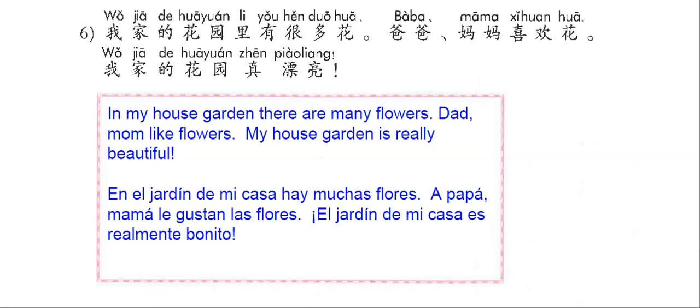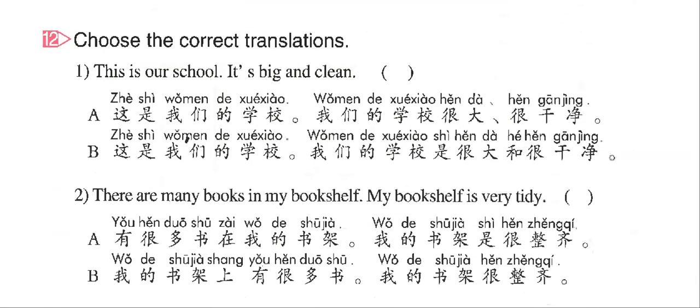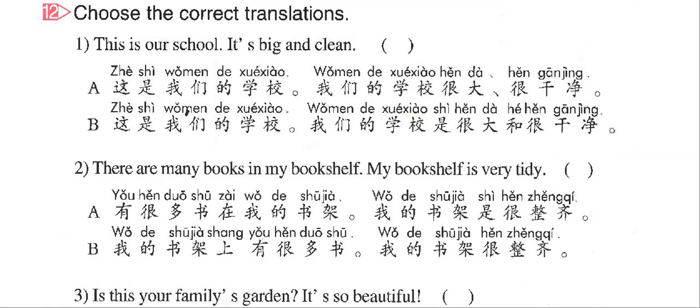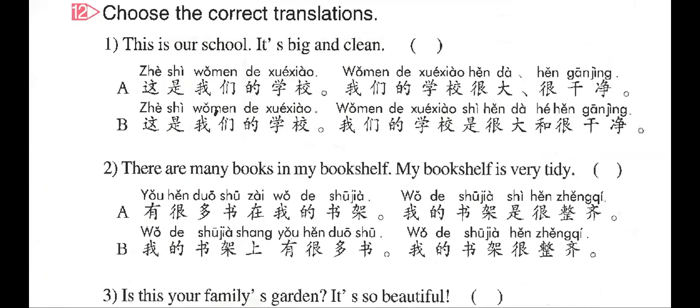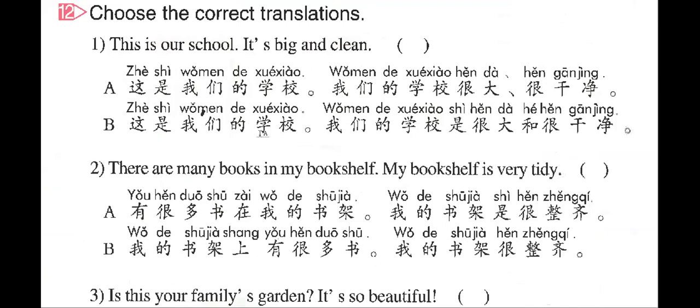So I continue with exercise number 12, and we have to choose the correct translations, okay? What do we have to do here? Very simple. We have different sentences, and we need to choose, according to this translation here, which one, A or B, is the correct, okay? So, for example, the first one. This is our school. It's big and clean.